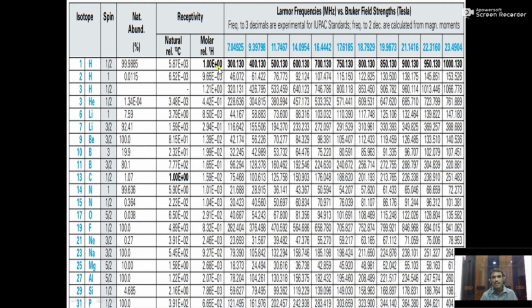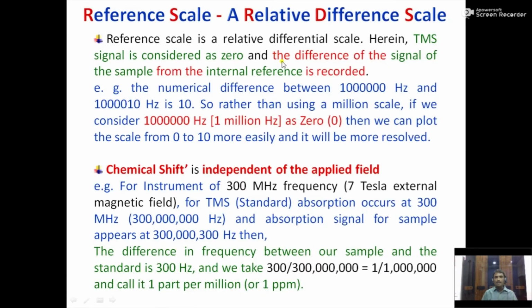You can see that for a 300 megahertz instrument, the proton frequency corresponds to a magnetic field of 7 Tesla. Then for a frequency of 400 megahertz, the field strength is 9 Tesla. For 500 megahertz frequency, it is 11.75 Tesla.